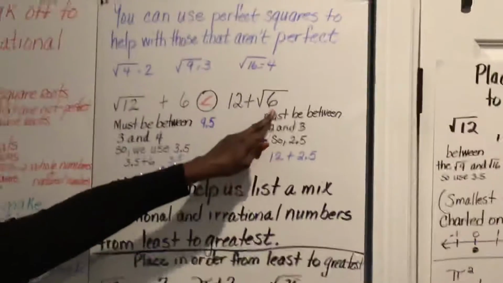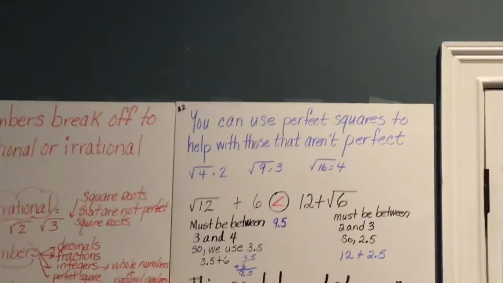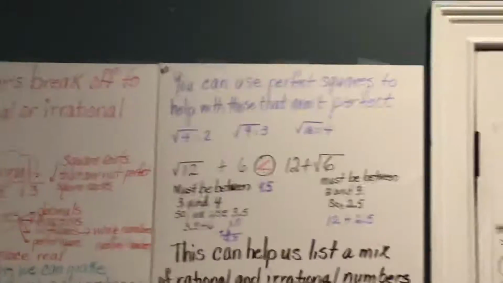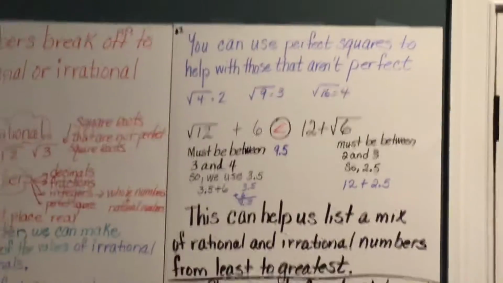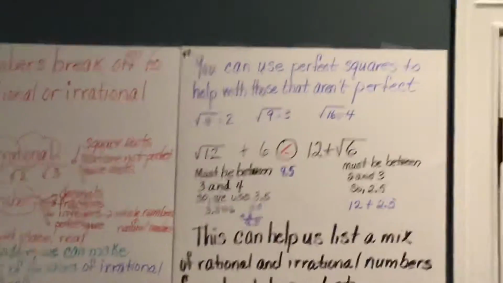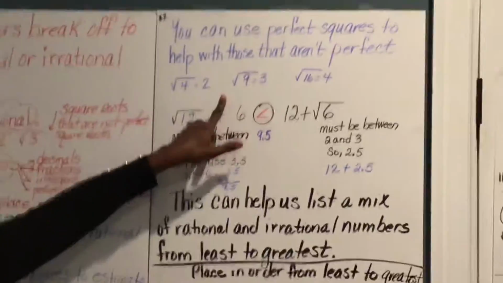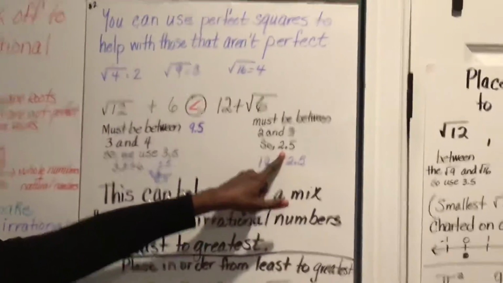Now we've got 12 plus the square root of 6. So we've got to find a perfect square of 6. I don't think there's a perfect square of 6, but we can get close. So let's see how close we can get. We see that the 6 must be between 2 and 3. So when we go here, we see the square root of 4 is 2. The square root of 9 is 3. So 6 is going to fall anywhere between 4 and 9. So 6 has to be here. So the square root has to be between 2 and 3. So let's just say 2.5.